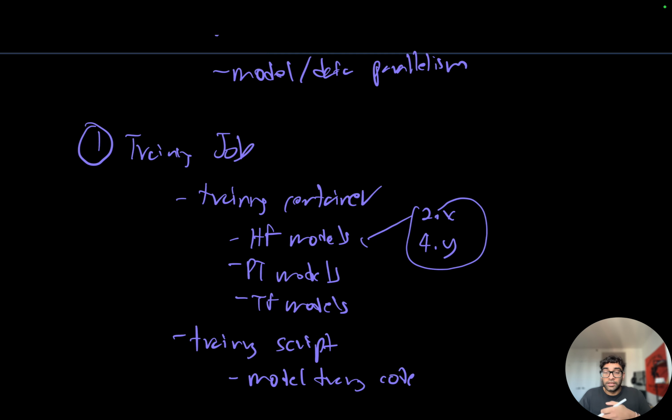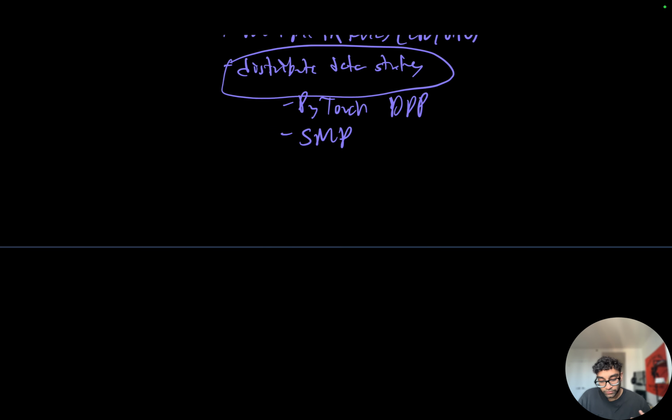You can bring your data science script for actually training the model and working with the model. And then you can also specify a distributed data strategy where you will define your model parallelism or data parallelism that you want to be working with, depending on the library or framework you're using there. So that's a SageMaker training job, which is great.